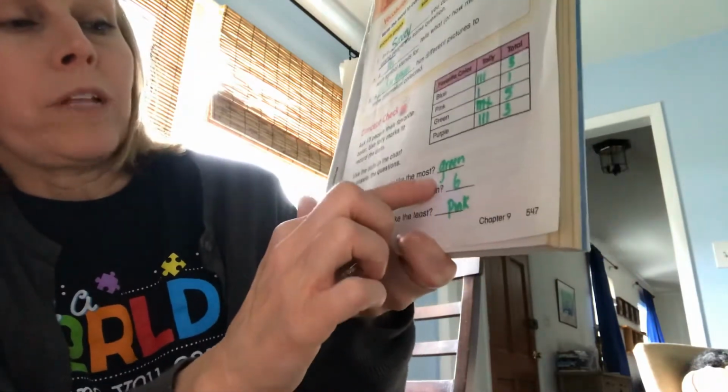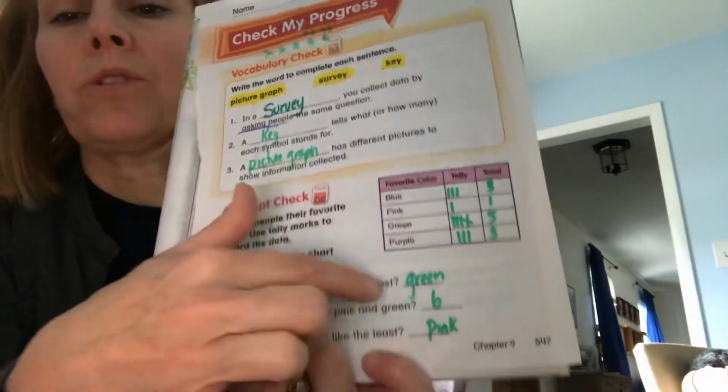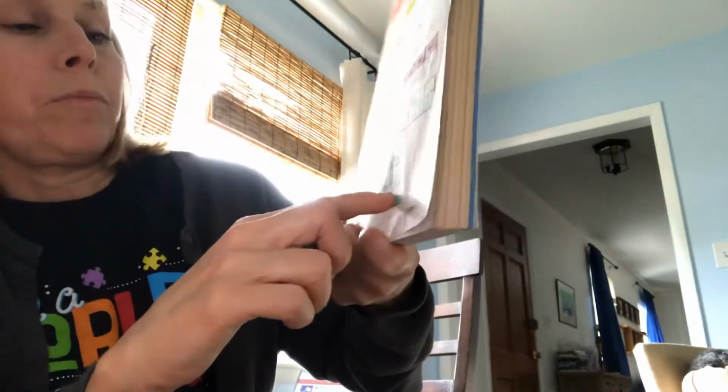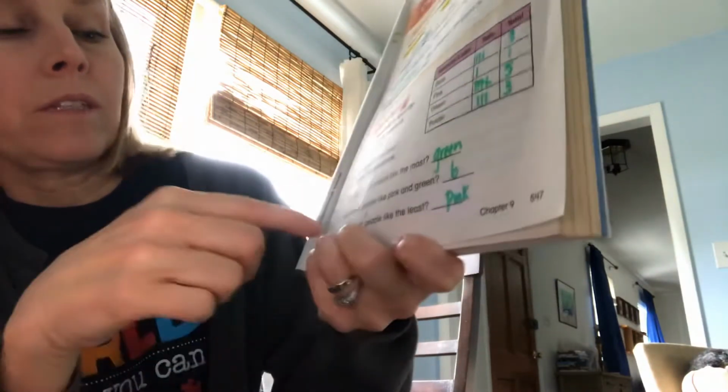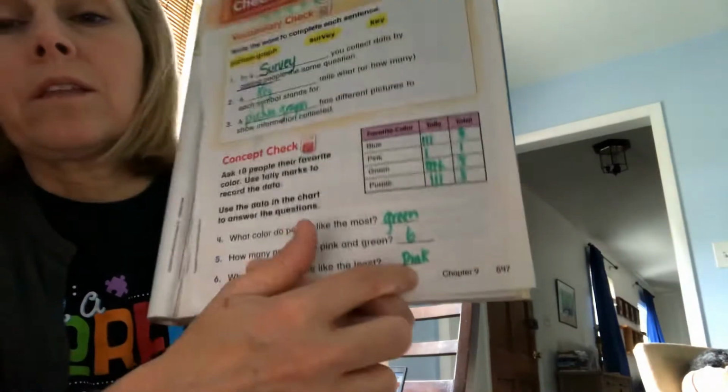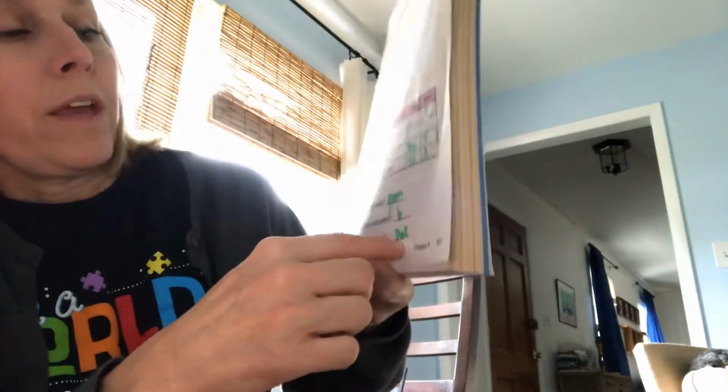And what color do people like the most? Well, the most has the most, so 5 is the most. So I put green. How many people like pink and green? So I said pink plus green. 5 plus 1 is 6. And what color do people like the least? The least is the smallest amount, and that would be pink.